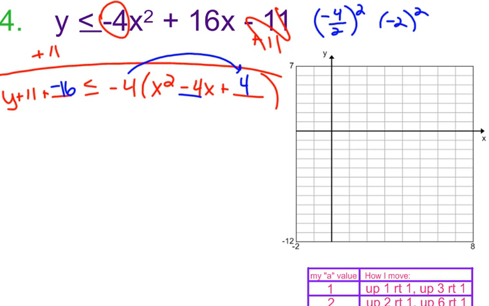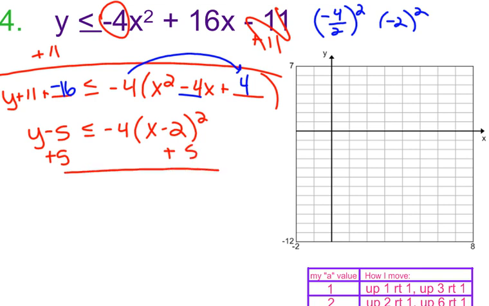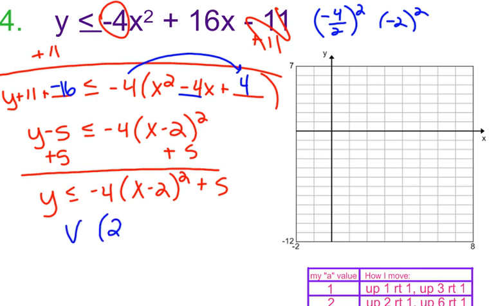When I combine like terms on my left side, I have y minus 5 is less than or equal to negative 4, and then I find factors of 4 when added together make negative 4. So that'd be x minus 2 quantity squared. My last step would be to add 5 to both sides. So y is less than or equal to negative 4 times the quantity x minus 2 squared plus 5. My vertex would be 2, 5, and my a value for the first time is 4. We've never done that one before.